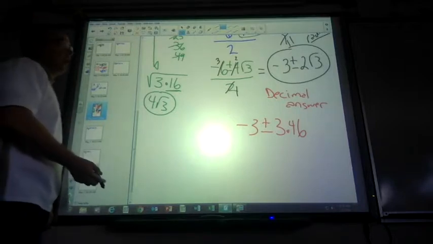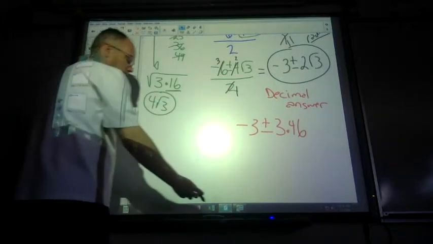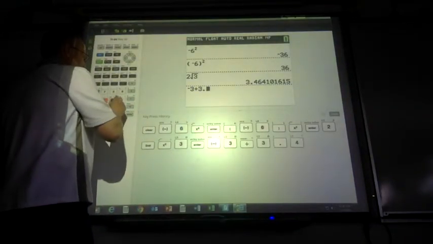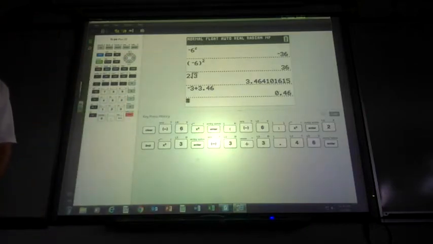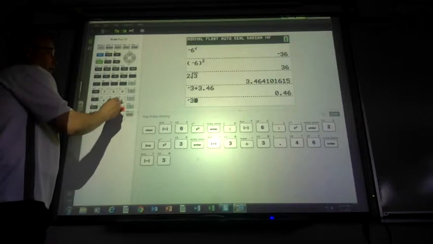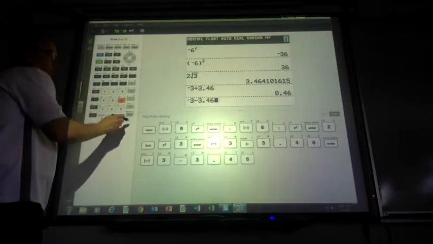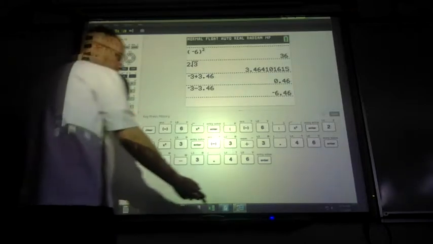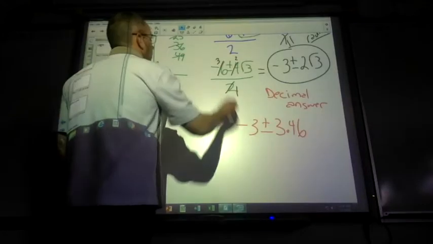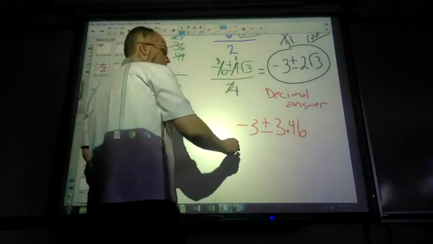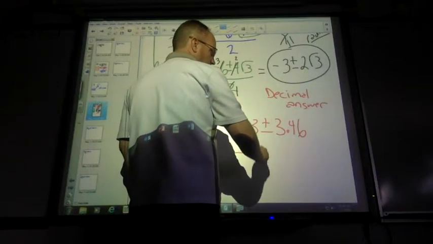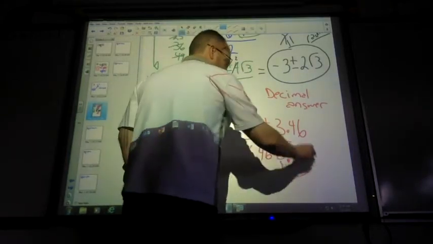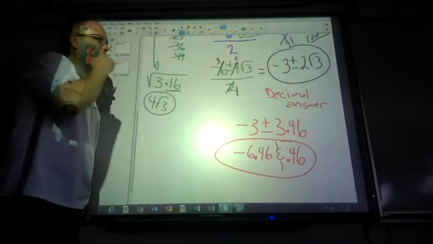Let's do the arithmetic now. So negative 3 plus 3.46, in case you can't do it, is equal to just 0.46. And then I have negative 3 minus 3.46. So I get 0.46 and negative 6.46. What did I get? Negative 6.46 and 0.46. Those are my two answers. Okay? So those are the decimal answers.